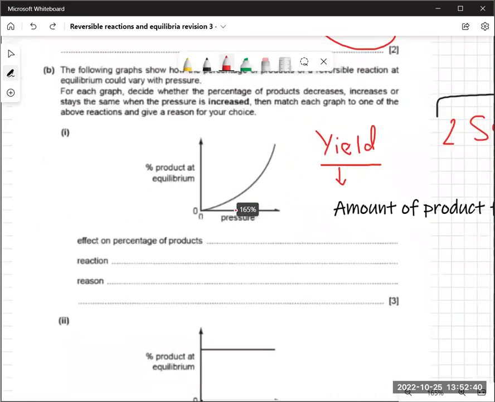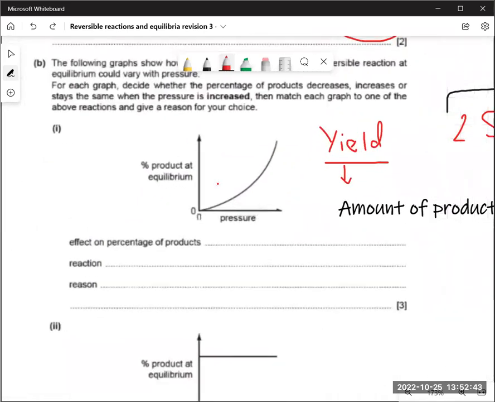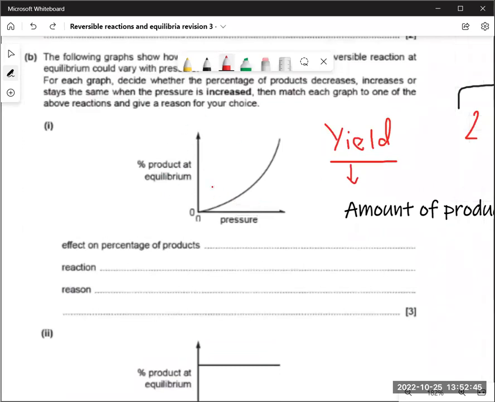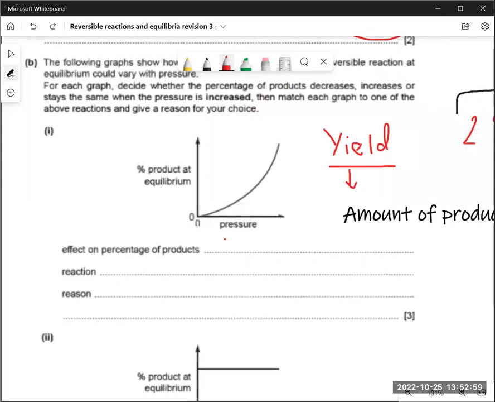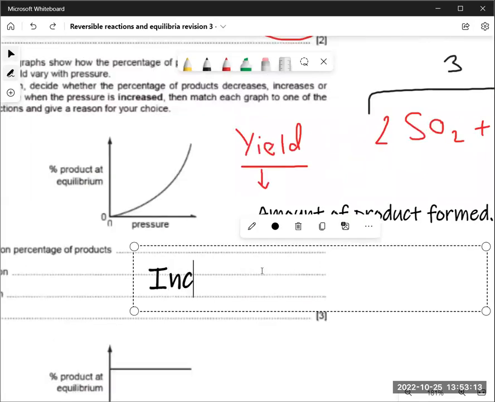Now we have this graph given to you, where product at equilibrium is 0 when pressure is 0, and if you increase the pressure, then the product also increases. So let's write it right here. What is happening to the percentage product or yield at equilibrium? Is the product increasing or decreasing? Increasing. So we'll write it right here, increasing.